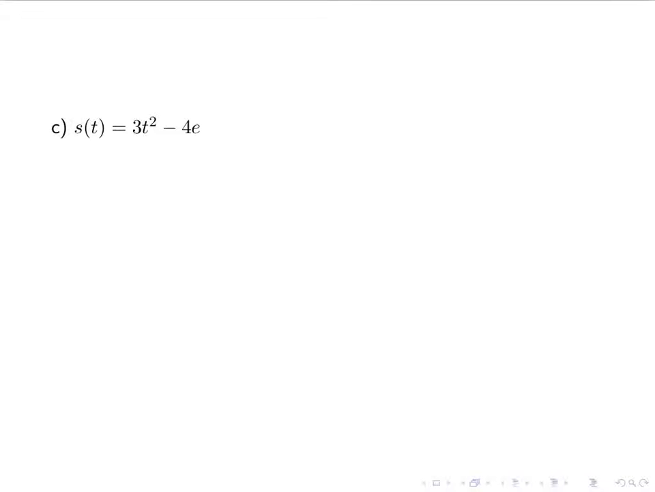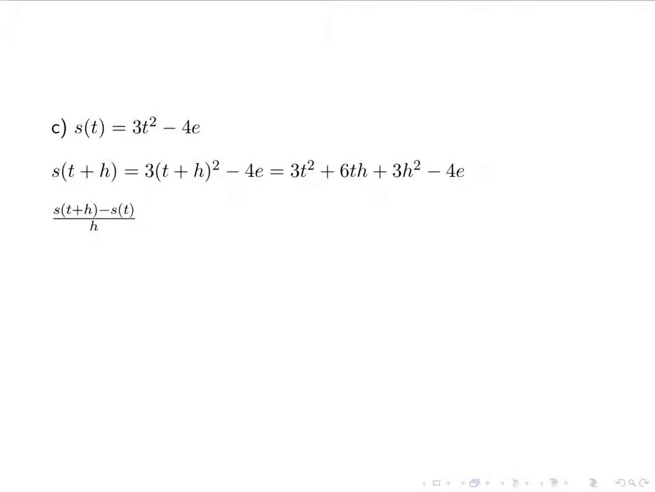And here's our last example. s of t equals 3t squared minus 4e. s of t plus h is 3 times t plus h squared minus 4e. Again, when you square out t plus h, don't forget the middle two terms. Multiplying out the 3, and then again there are no like terms to combine at this point. Plug it into the fraction. Distributing the negative, we get this.